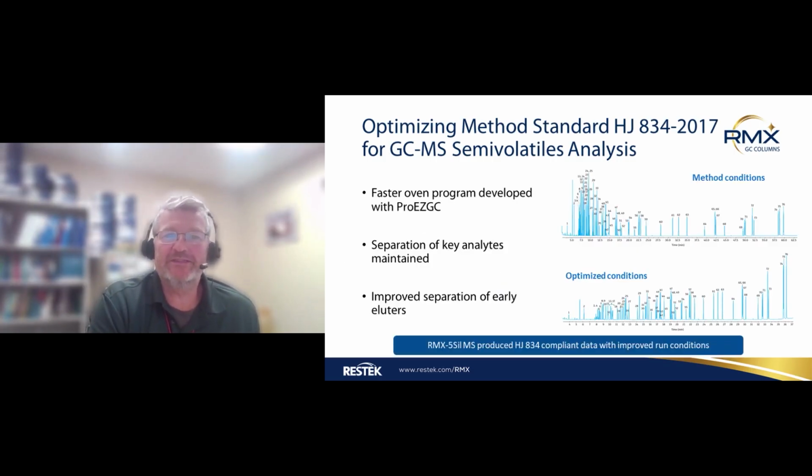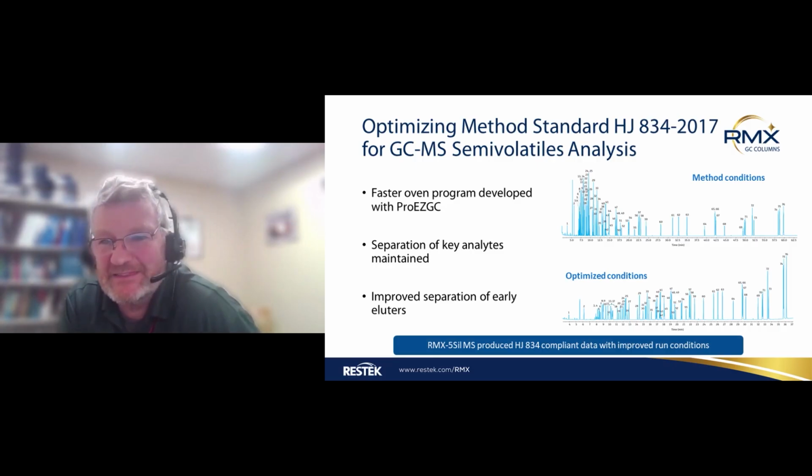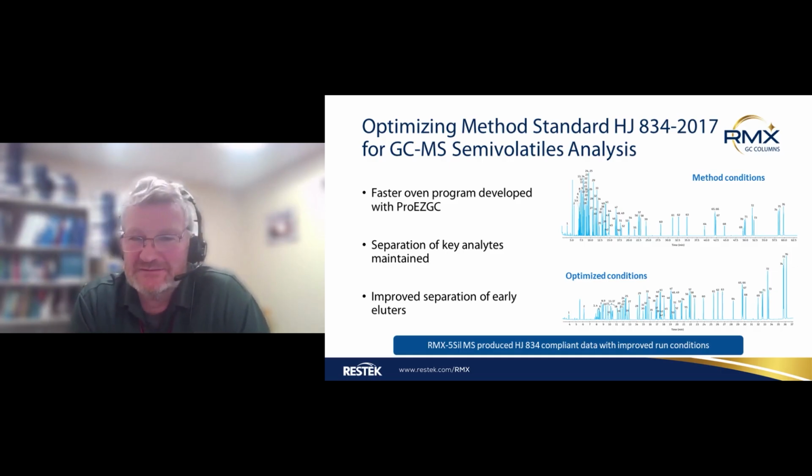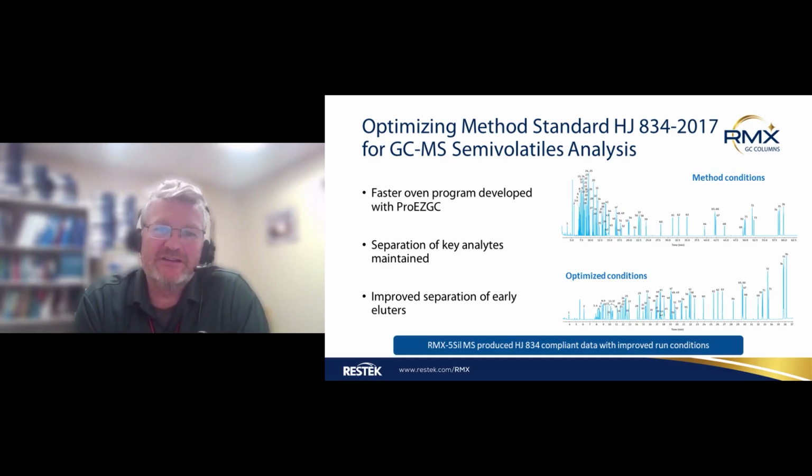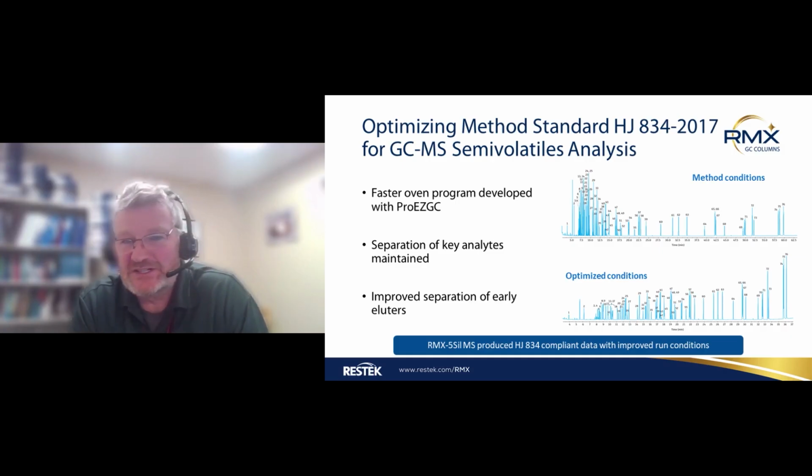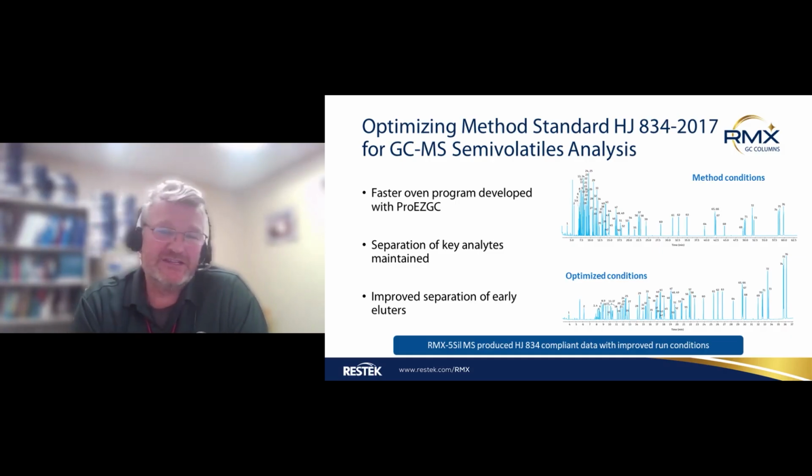So one thing that we have, this is an actual chromatogram, and we have the method conditions here. We ran the method, and it's about a 1 hour run. We loaded the compounds into ProEasyGC, optimized the conditions, and we're able to come out with a 36-minute run that still meets all of the criteria of the method. And so by using EasyGC, you can optimize your particular method and speed up your runtime.